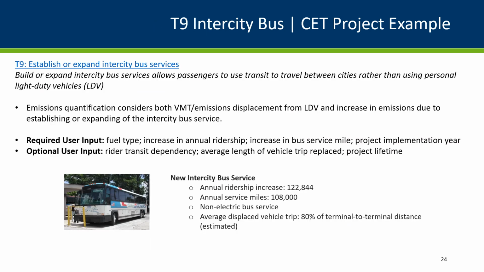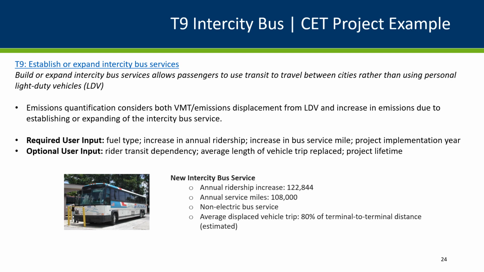Now, our example project type is T9 for intercity bus service. This can be used for new or expanded intercity bus service to give riders options for traveling between cities other than using their own cars. This tool considers both the reductions in emissions from car trips, which are avoided, as well as the added emissions from new bus travel. Thus, if a new service is expected to have relatively low ridership, it is possible for this tool to show no net emission reduction.